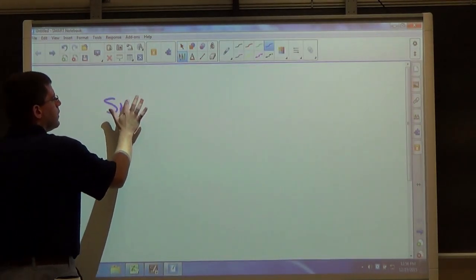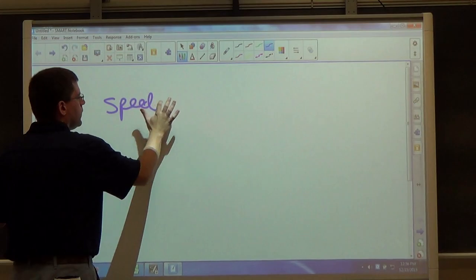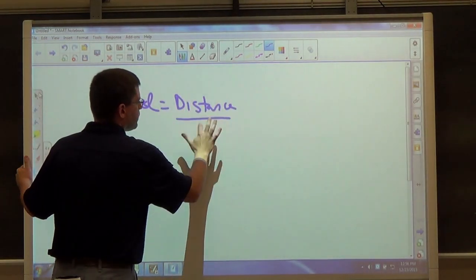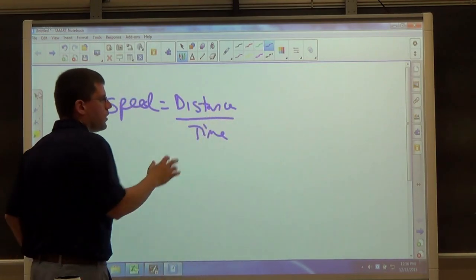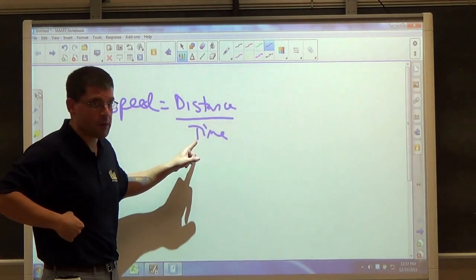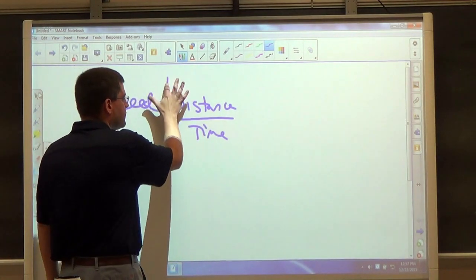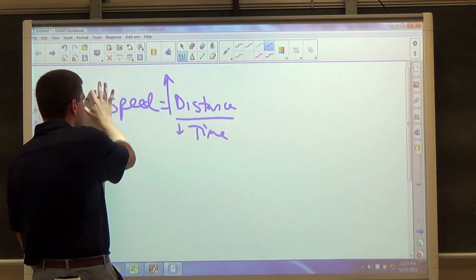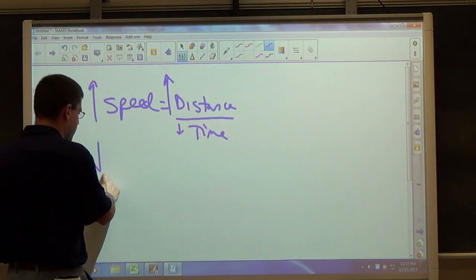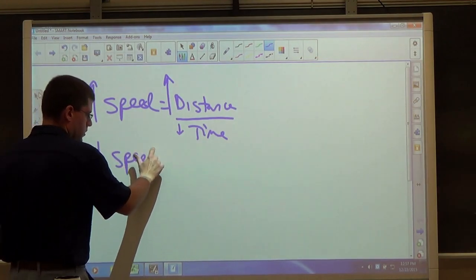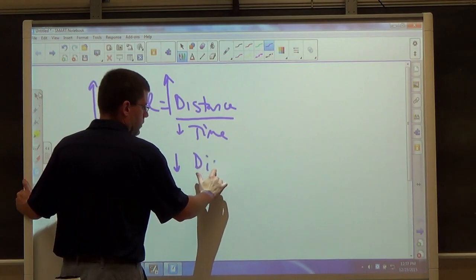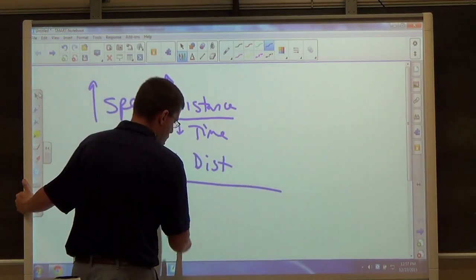Speed equals distance over time. In other words, if you go a long distance in a short amount of time, so if you have big distance, little bit of time, big speed, okay? Or if you have a slow speed, little bit of distance in a big amount of time.